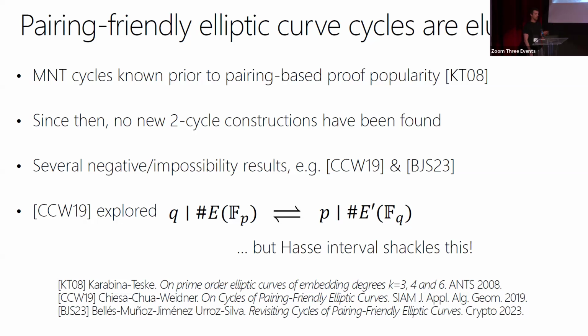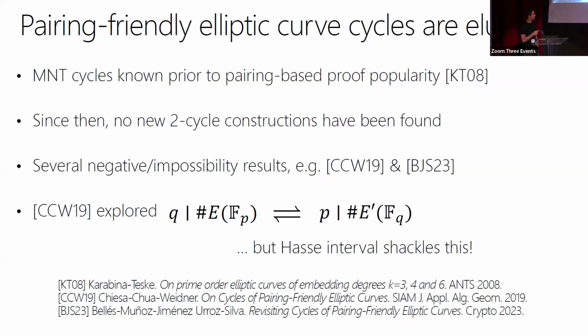When these proof system papers came along and used these cycles, they'd already been known for a while. There was this paper by Barreto and Scott at ANTS 2008, and they just pointed out that this cycle exists among M&T curves, just as an interesting thing to point out. It wasn't really considered useful at the time. This was before the proof systems that were looking at doing recursive pairing-based proofs came along. But basically, since that cycle was observed, there's been no progress in finding other cycles of elliptic curves.